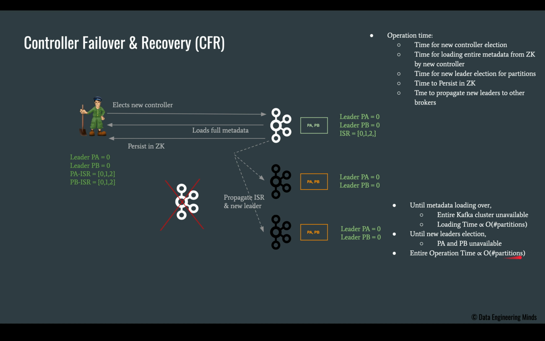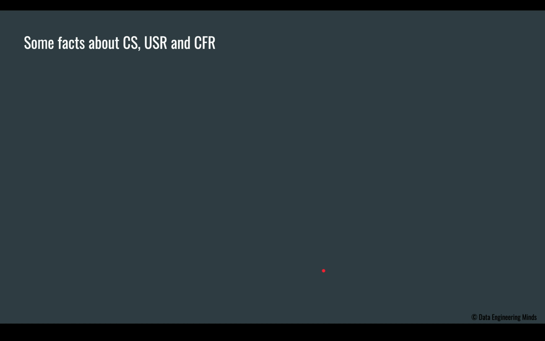That is, as the number of partitions increases, the time required to perform each of these operations also increases. However, the most performance-impacting operations are the ones where the new controller has to load the entire metadata from the Zookeeper, and then persist the updated leader information and the ISR information inside the Zookeeper, similar to what we saw in the case of a controlled and uncontrolled shutdown. Now we will see some facts about all these three operations.